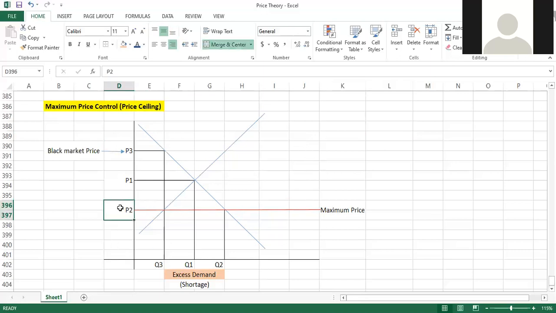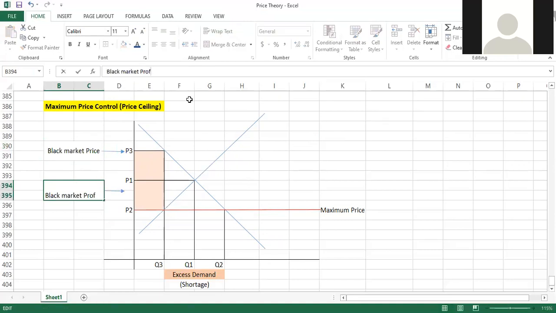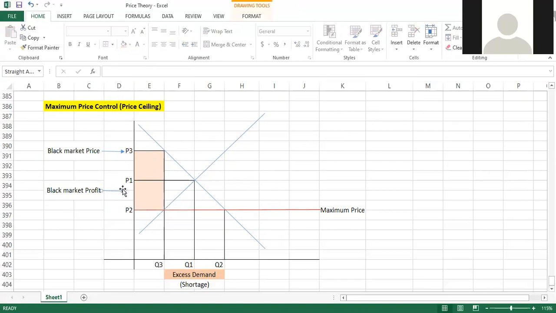This is the legally permissible price, right? Suppliers should sell the product at this price, but some suppliers will sell at this price. That means this area shows the black market profit, right? Okay, this entire shaded area shows the black market profit.